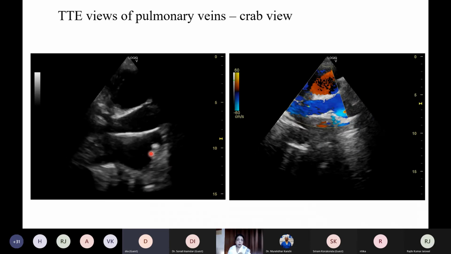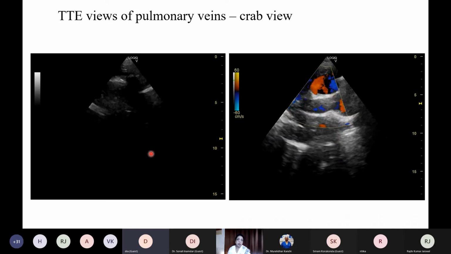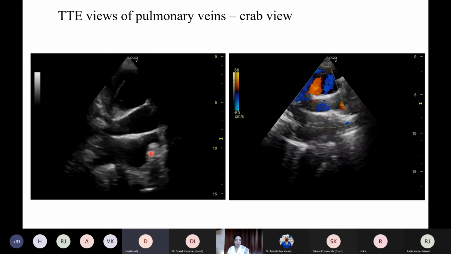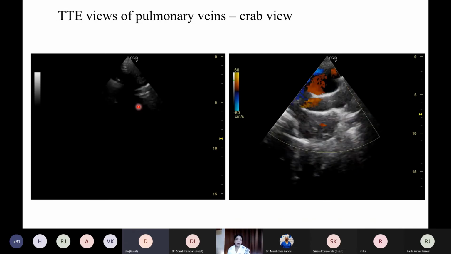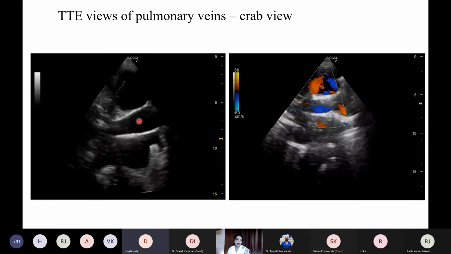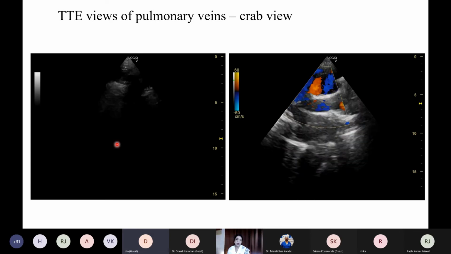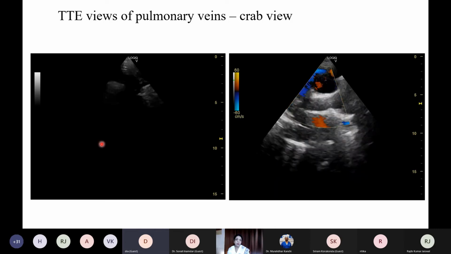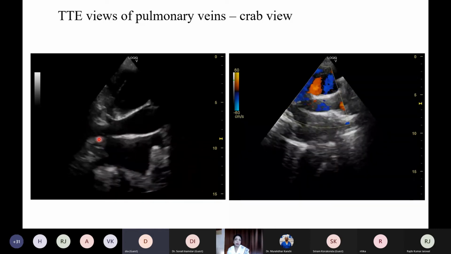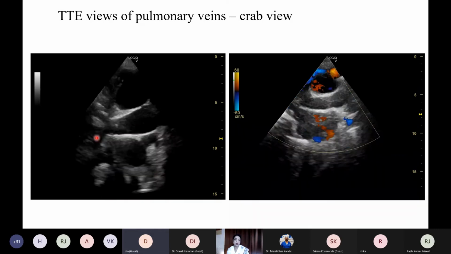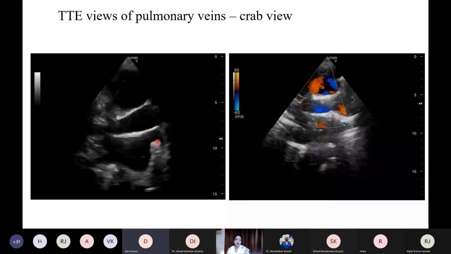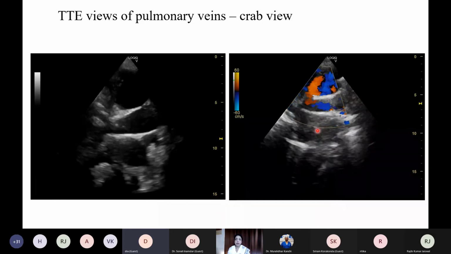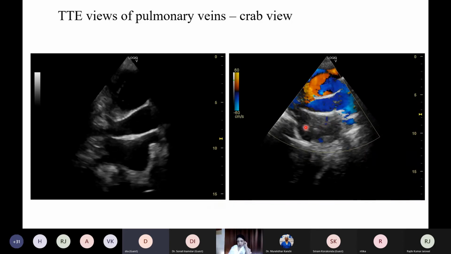This is another important view in transthoracic, which is the crab view, which I told you a few minutes back. And this is the aorta, this is the right pulmonary artery, and this is the typical crab view. This is the crab, LA, and right superior pulmonary vein, right inferior, and left inferior pulmonary vein. And this is the color showing the same video.